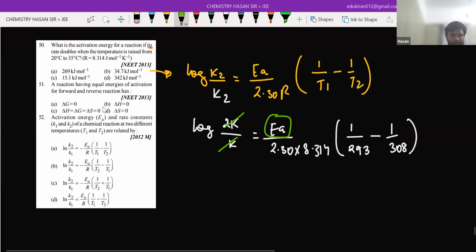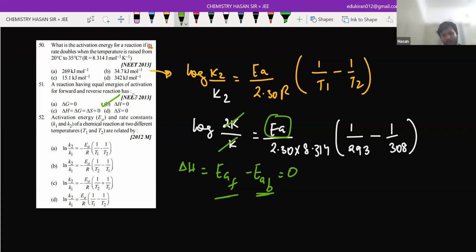51 is B, that is the correct answer. For a reaction having equal energies of activation, delta H will be equal to activation energy forward minus activation energy backward, and it becomes 0. They are equal, so delta H will be equal to 0. 52, B and D both are correct. B and D both are correct. Is that clear, both of you? All of you? Yes or no?